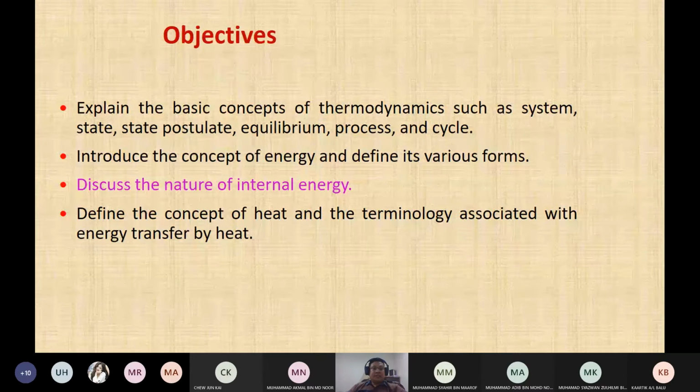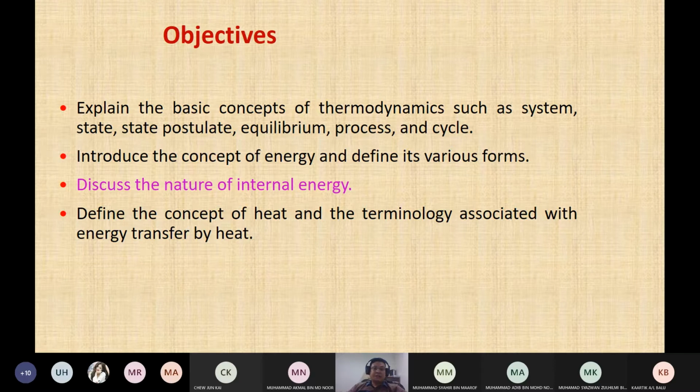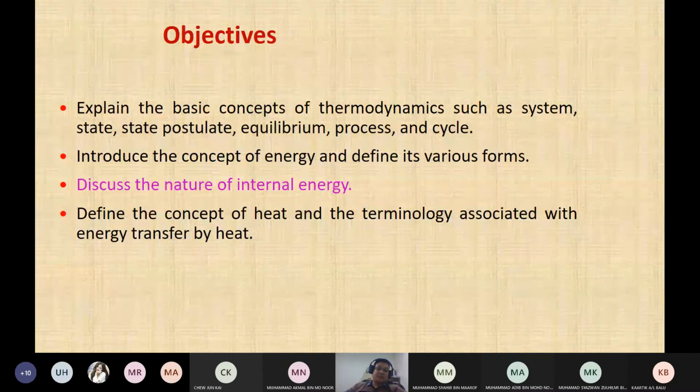So the objectives in this chapter: the first is that you can explain the basic concepts of thermodynamics, such as the system, state postulate, equilibrium, process, and cycle. The second is that you can introduce the concept of energy and define its various forms, then discuss the nature of internal energy, and define the concept of heat and terminologies associated with energy transfer by heat.